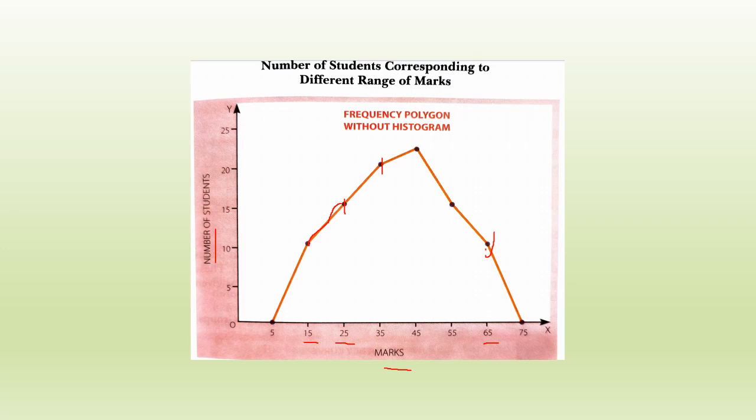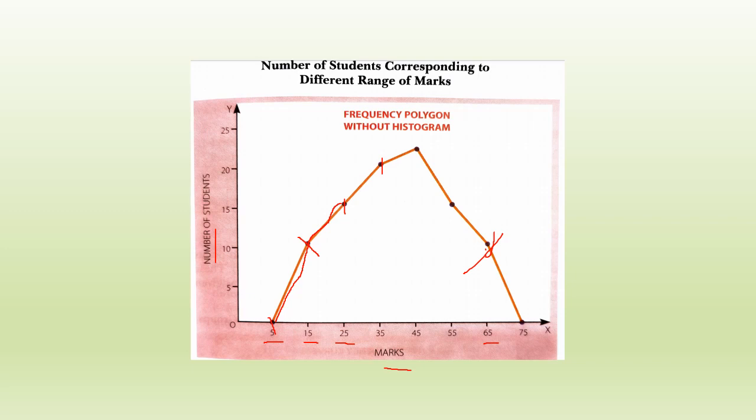Now we will notice that our polygon would be ended here and here. So to make the area equal, we will extend these polygon to the x-axis. Okay. So what is the gap? 15. Before the first class interval, our class interval would be 0 to 10. So the midpoint would be 5. So we have joined this frequency polygon to the point 5.